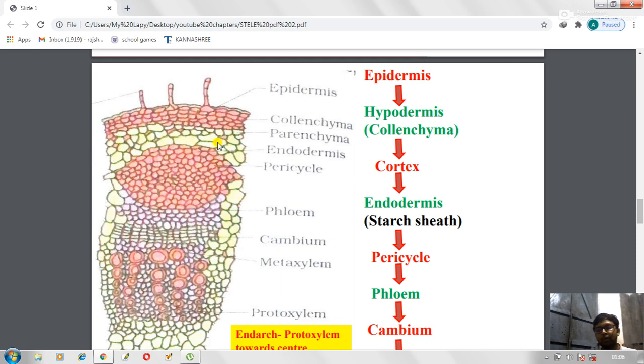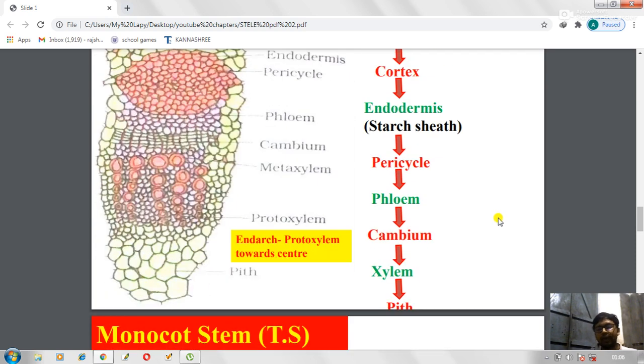So how are the water and mineral substances passing from the central region to the outer side? It is the medullary rays. Medullary rays have a most important function. So later we will discuss this.